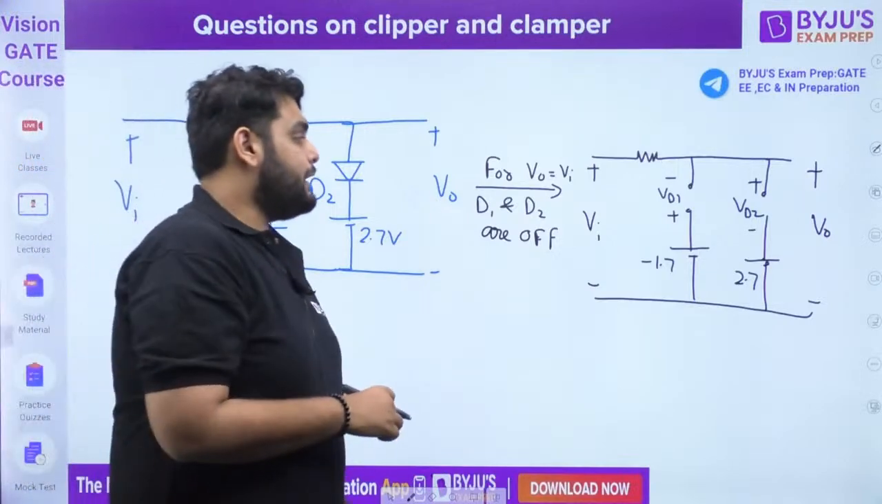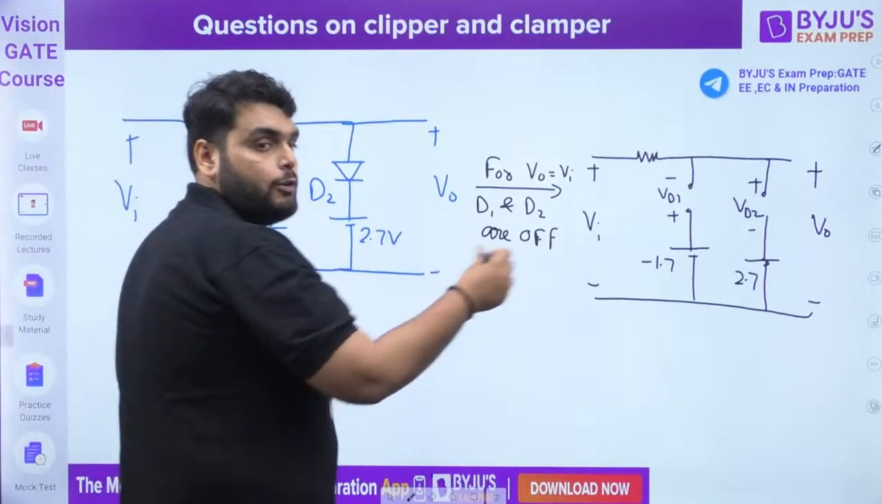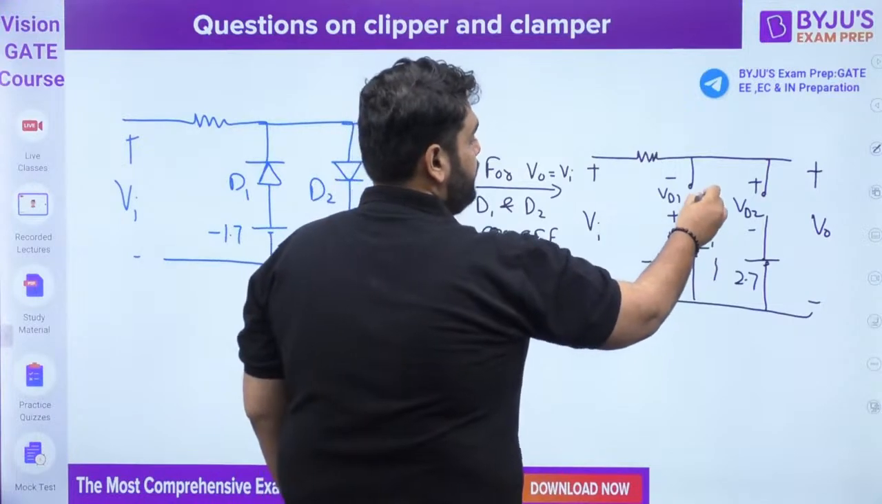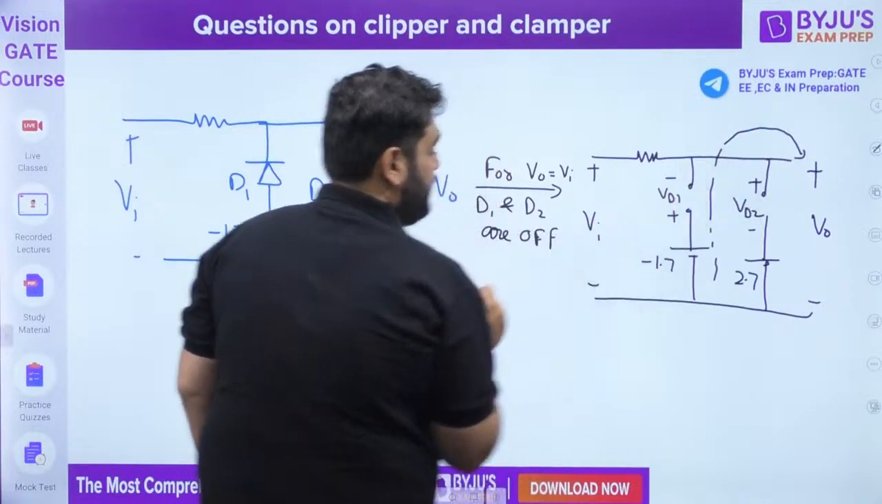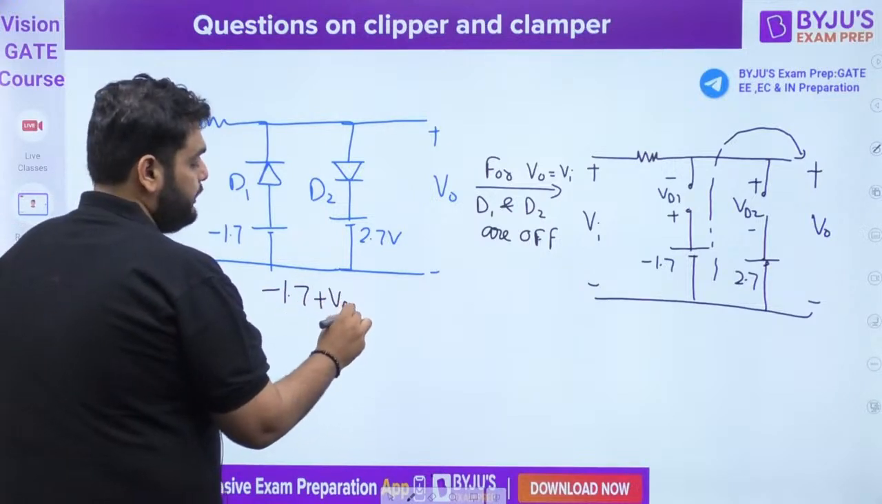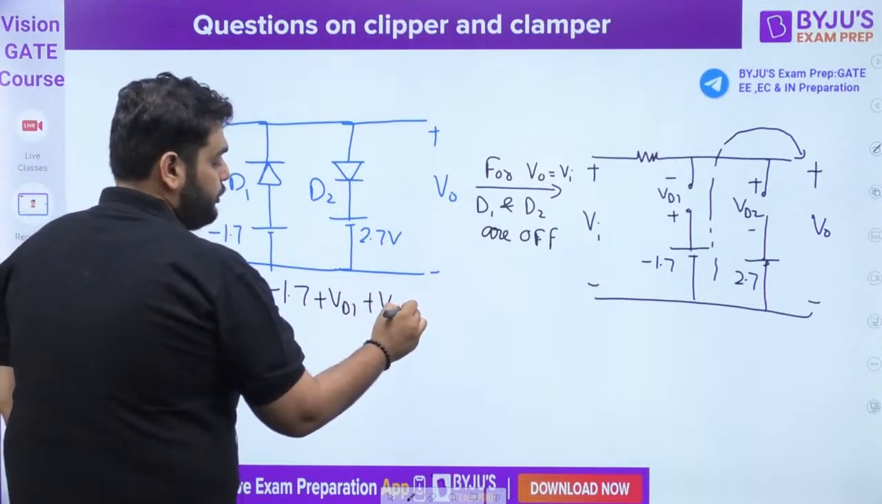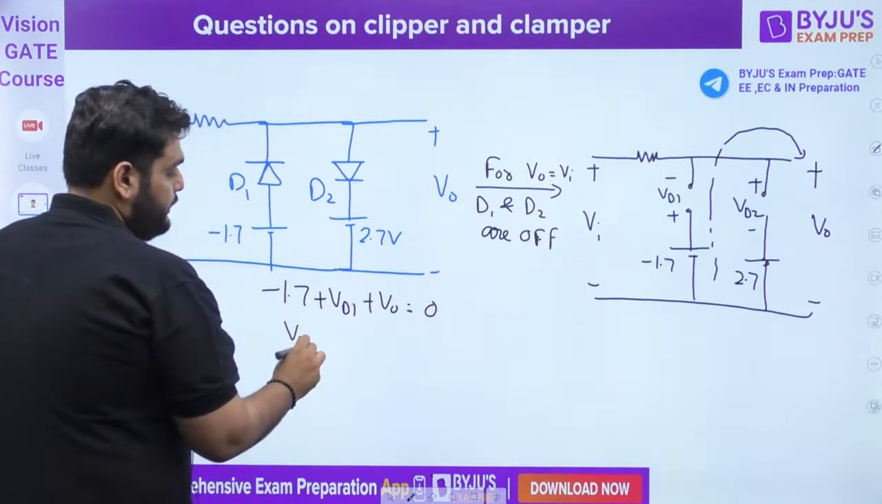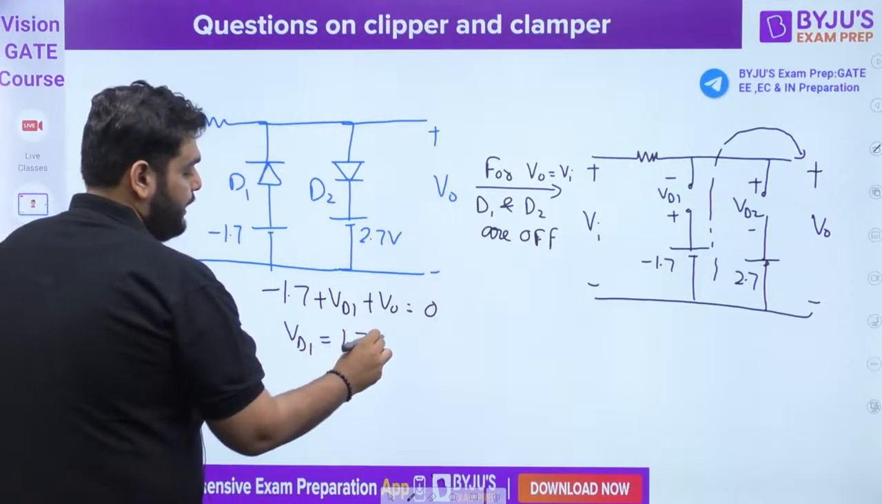Now let's find out the diode voltage D1. If you want to find out the diode voltage D1, the condition will be like this: minus 1.7 plus VD1 plus V0 equal to 0. So can I say diode D1 is equal to 1.7 minus V0.